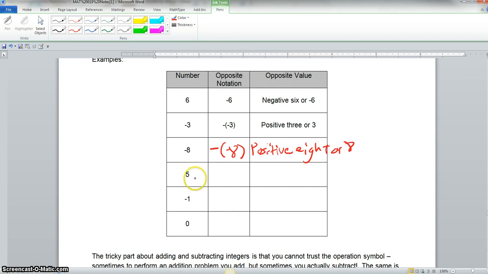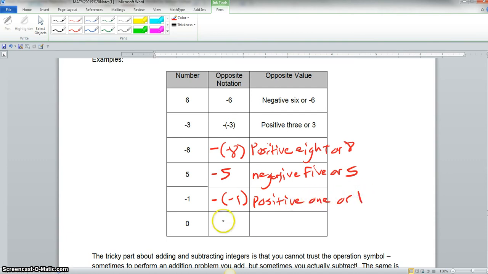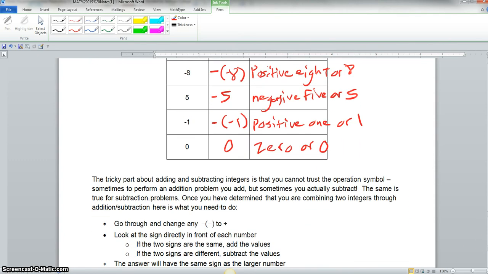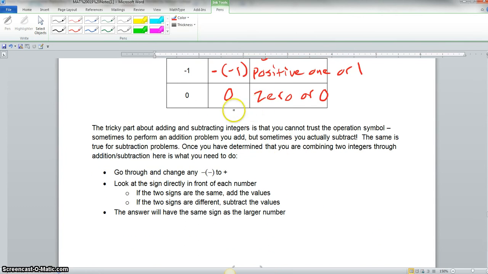or just plain 8. And 5, we had -5, or 5. And we had -1. We had the opposite of -1, which will give us +1 or 1. Then we have 0. There is no opposite notation for 0, so it'll just be 0. Now, because 0 is not positive or negative, it doesn't have an opposite.